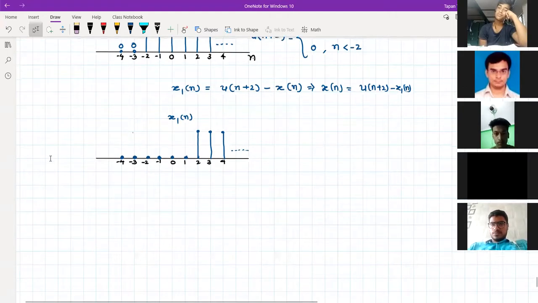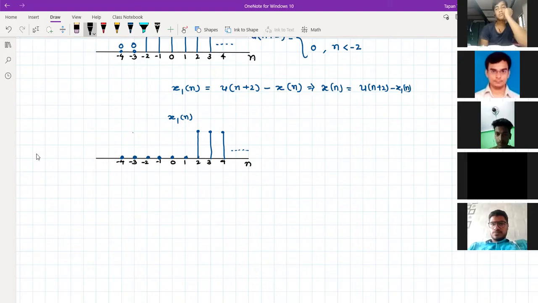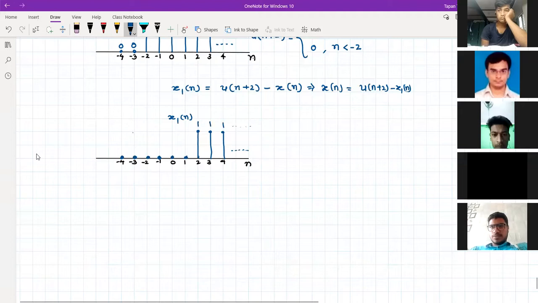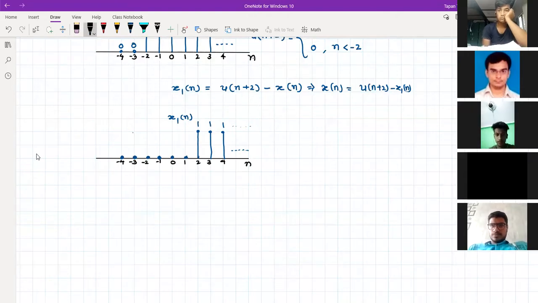Now, what will you call this function? Remember, it is 1 here, 1 here, 1 here, and everywhere 1. It's a step function. Very good. And what is the precise mathematical formula for it?